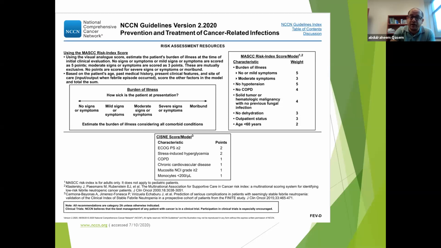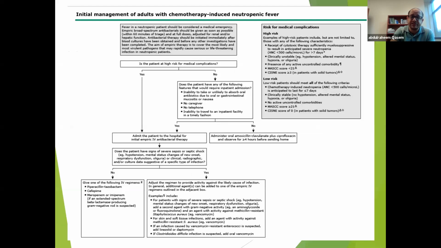So you calculate the score of this model, which helps in classifying whether the patient will be high risk or low risk. And then you also use some other scores. We call it the CISNE score, and that takes into consideration the performance status of the patient. Is he able to get up and walk, or is he bedridden? Stress-induced hyperglycemia, COPD, chronic cardiovascular disease. Does he have severe mucositis or not? And then the monocytes, whether they are less than 200 or not. So you calculate the score from those 2, and then that will help you to make decisions about management.